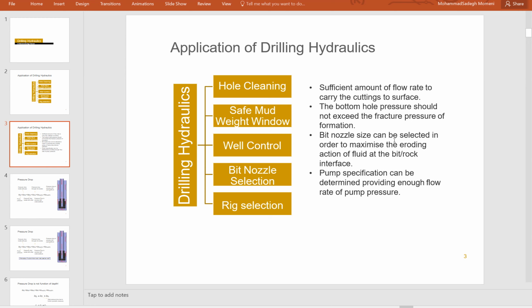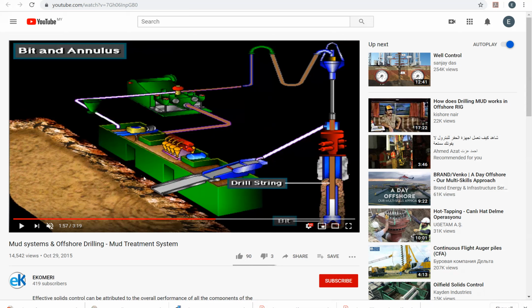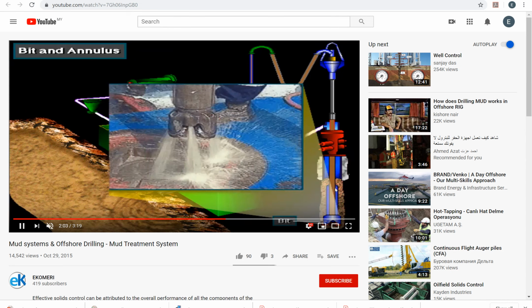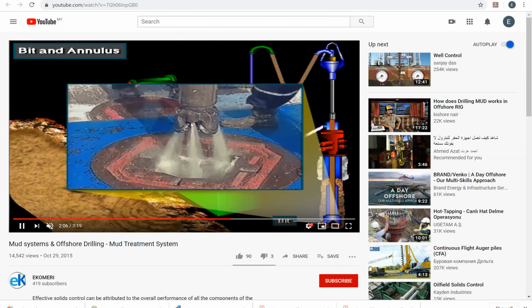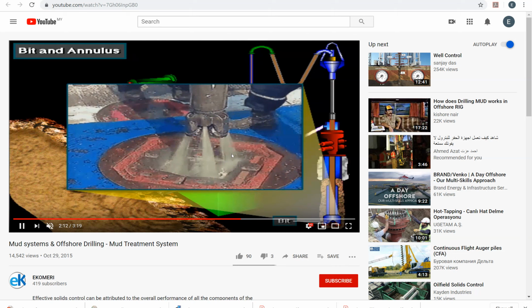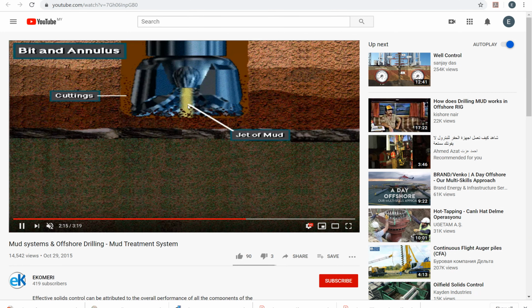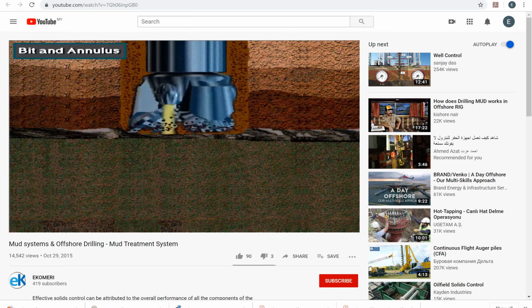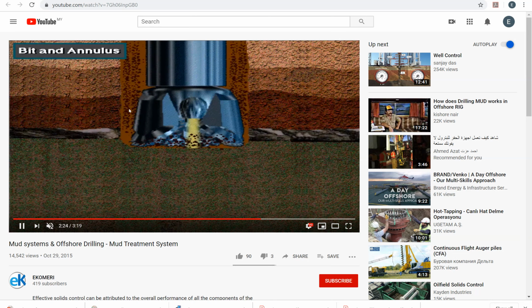Before continuing, let me show one YouTube video to have a look at the different parts of the drill string and of the drilling that we have. Look here, the mud is passing through the drill string, which is the drill pipe and the drill collar, and it will come out from the bit nozzles. Here we have the bit nozzles. After that, it will carry the cuttings from the face of the bit to the annulus and then finally to the surface.